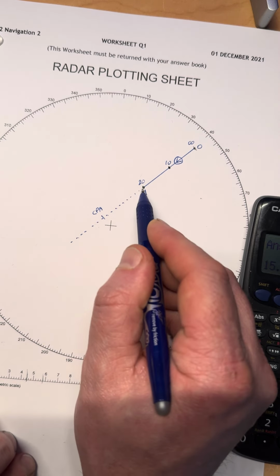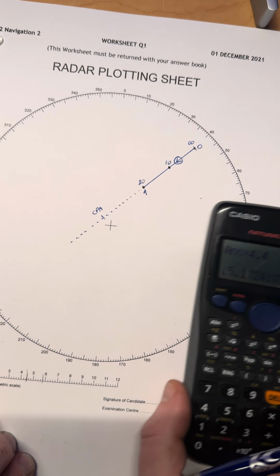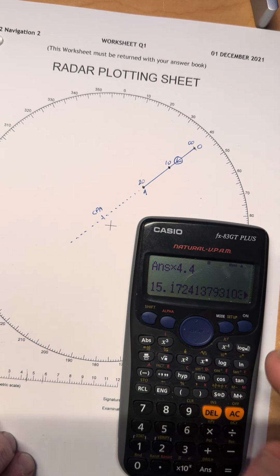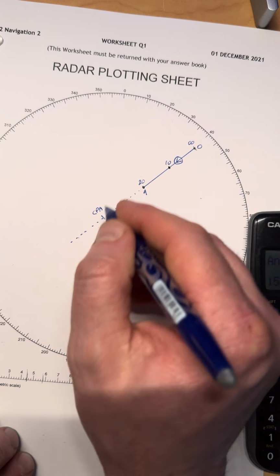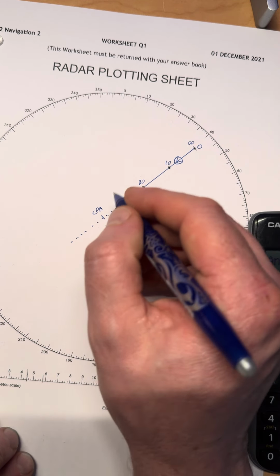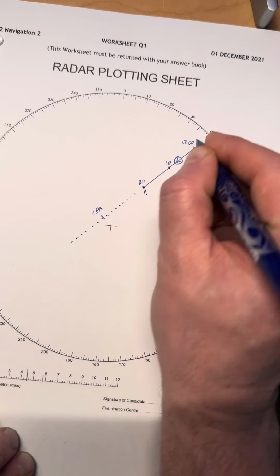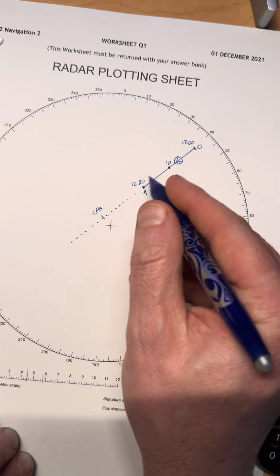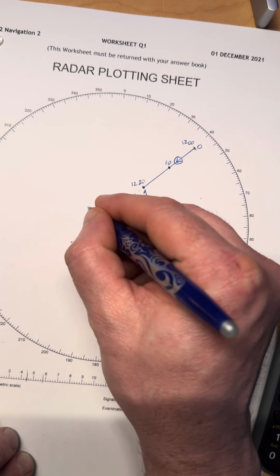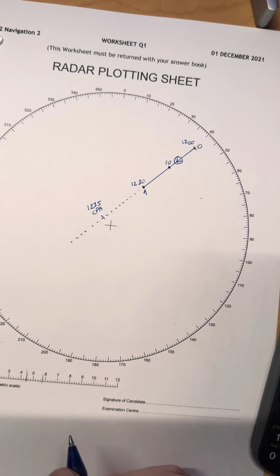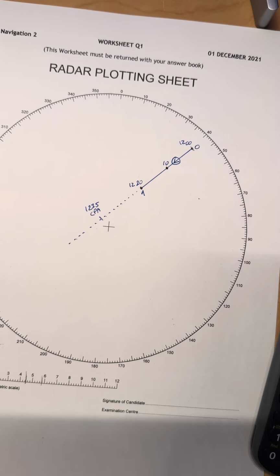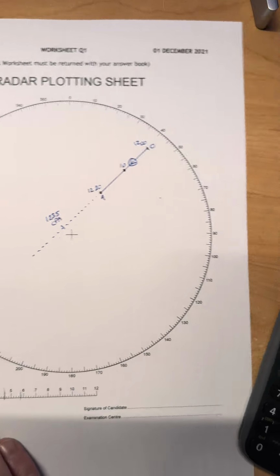So the CPA time is 20 plus the 15 minutes. So, we said this was 12 o'clock here, should mark that down as 12:20. So I had 15 minutes, CPA will be 12:35. Next thing we'll do is figure out the other boat's course and speed.